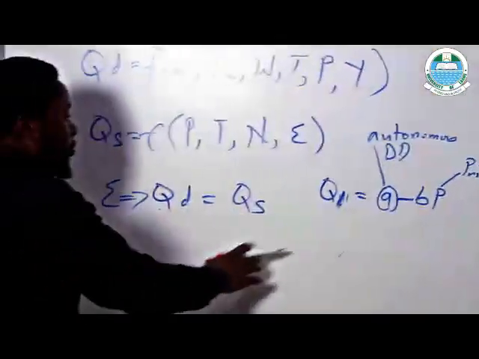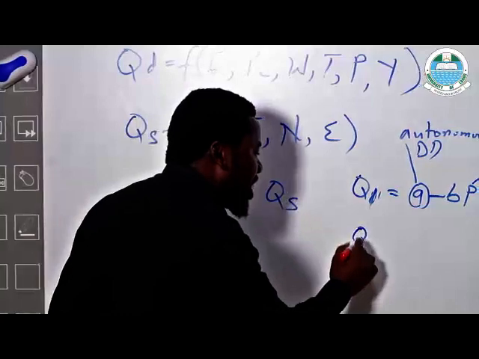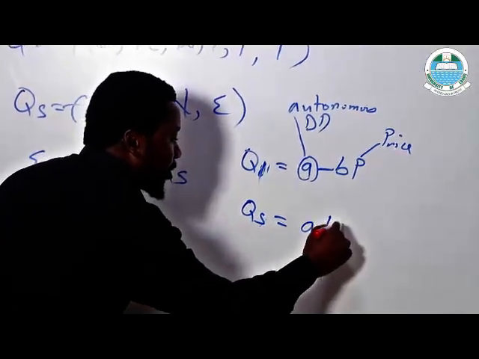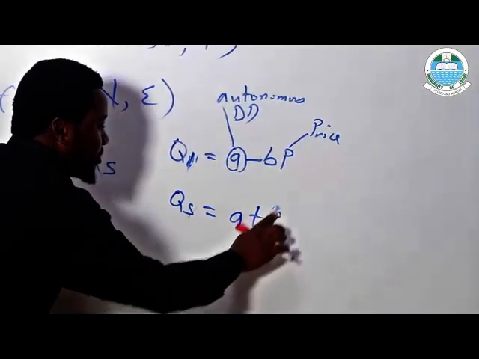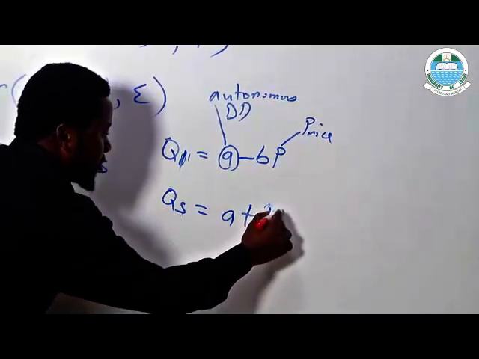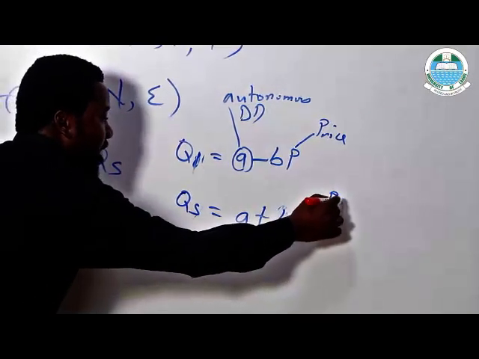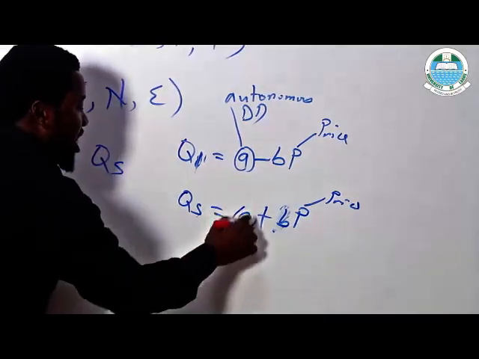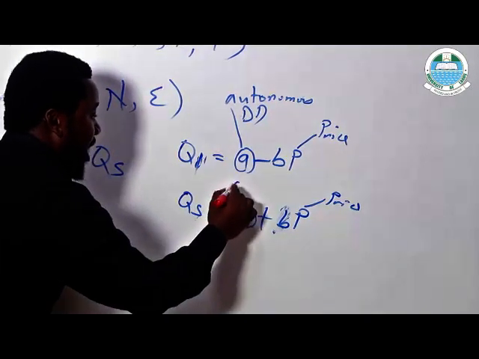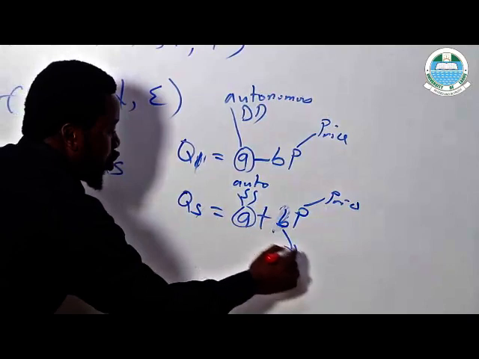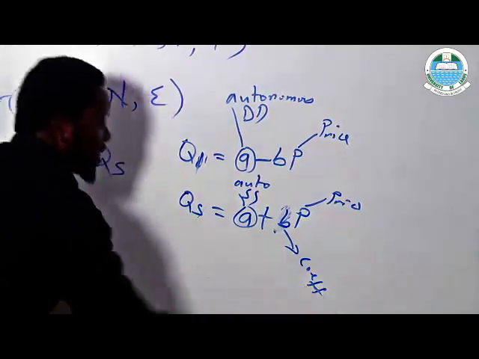While for supply, we have a positive relationship, that is QS equals A plus BP, where P here is price, A here is the autonomous supply, and B is the coefficient of the price.